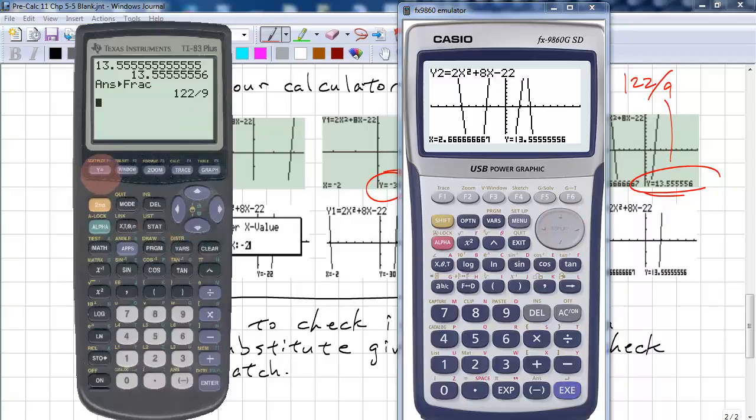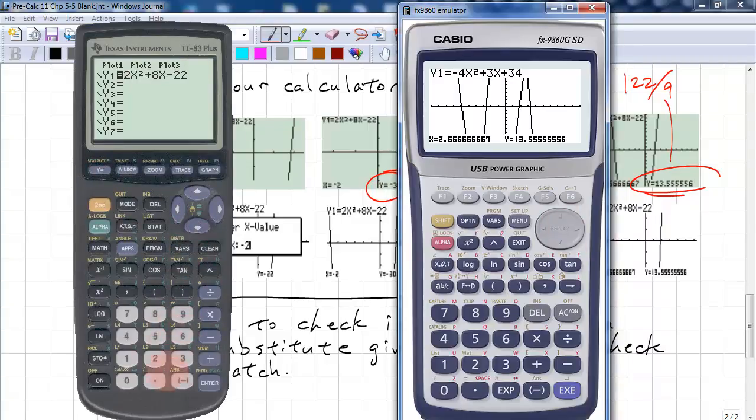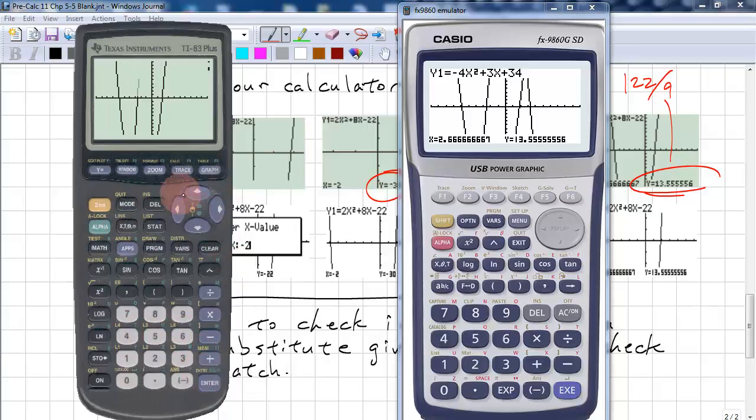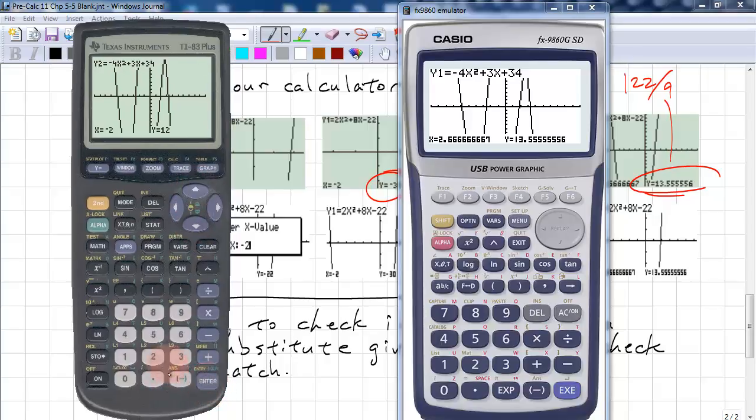On the TI, we can enter the second function as well: negative 4x squared plus 3x plus 34. Graph. Trace. Negative 2. Enter. Press up. We have to enter negative 2 again. Enter 8 divided by 3. We get our answer. Press up. Enter 8 divided by 3 again, and we get our other answer. So a couple more steps using the TI.